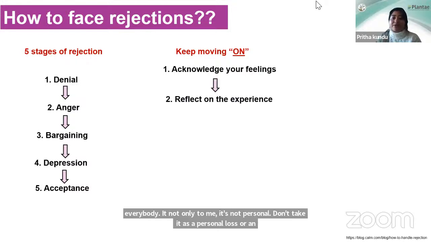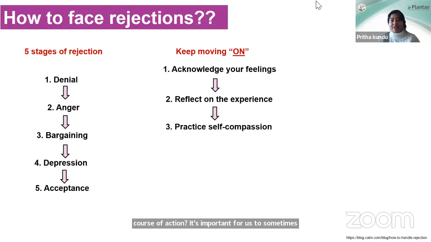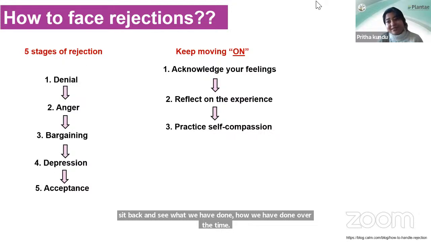Next, most important, is to reflect on the experience. What I feel is it's very important to look back and see what is there. What did you do and how did you do it? If you have invested years in a paper, how did you do that? If you have invested months in a grant, how did you do that? And what did you do? What was the course of action? It's important for us to sometimes sit back and see what we have done, how we have done it over the time. And then once you do that, you will try to practice self-compassion.